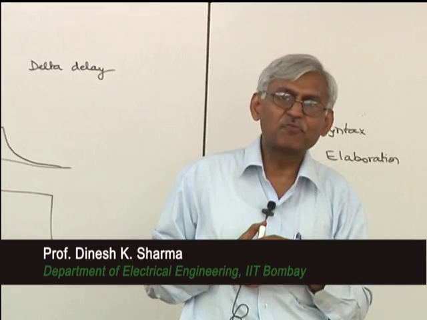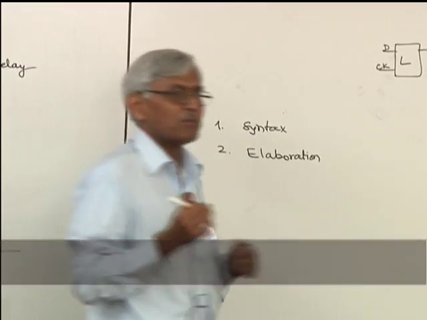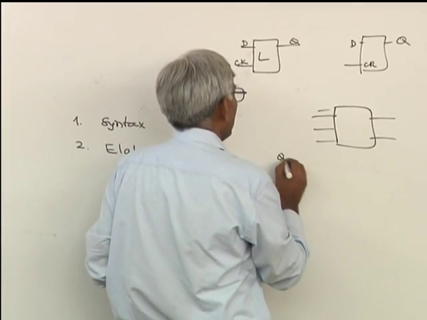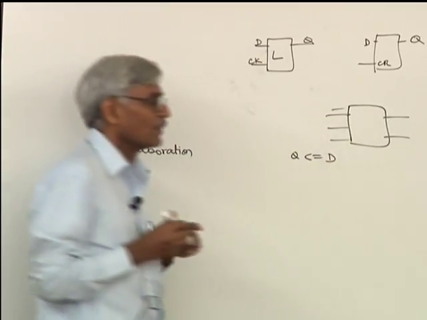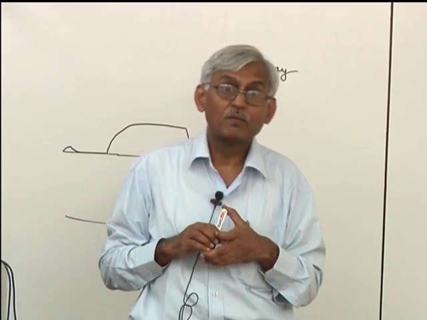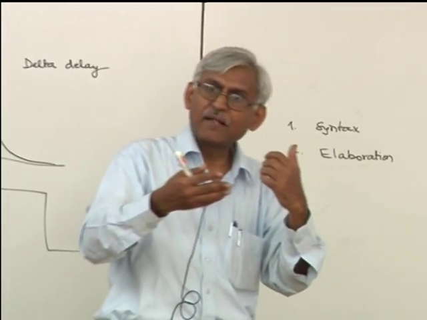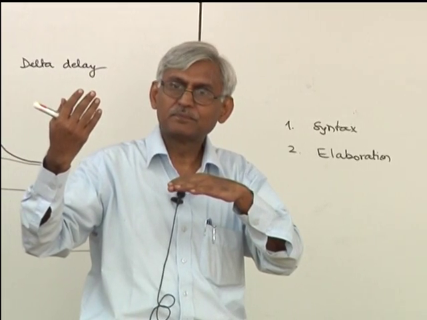How will you describe them differently in a hardware description language? The behavioral description seems to be that when the clock goes to 1, then Q equals D. What is the difference between the latch and the flip flop then? In this description, the value is assigned only once, and it is assigned when the clock goes from 0 to 1. Q will not change, D can change.